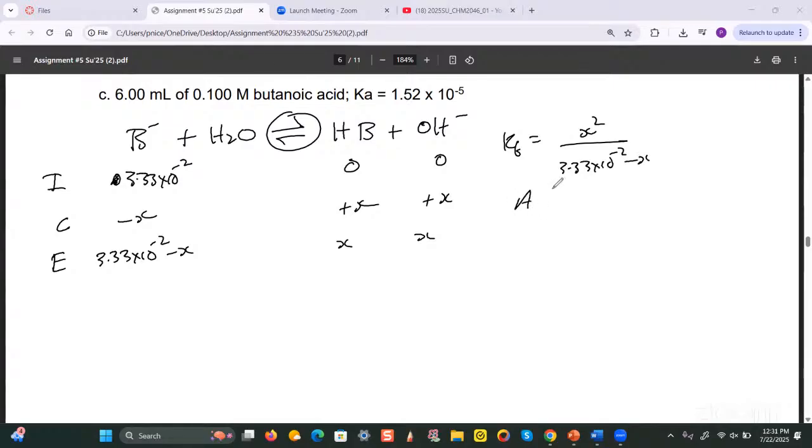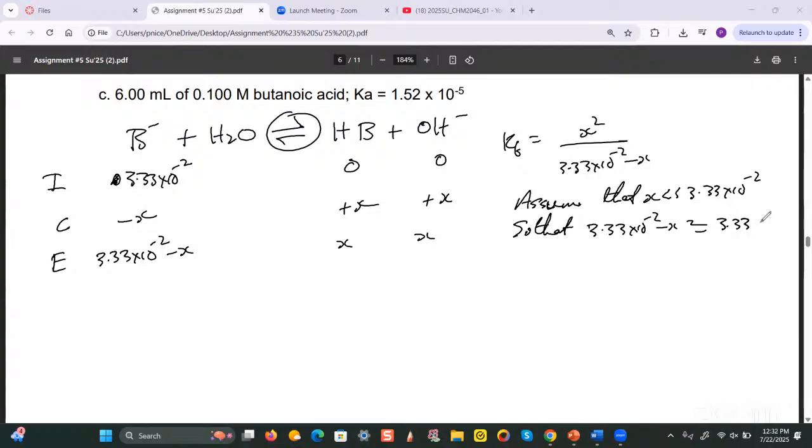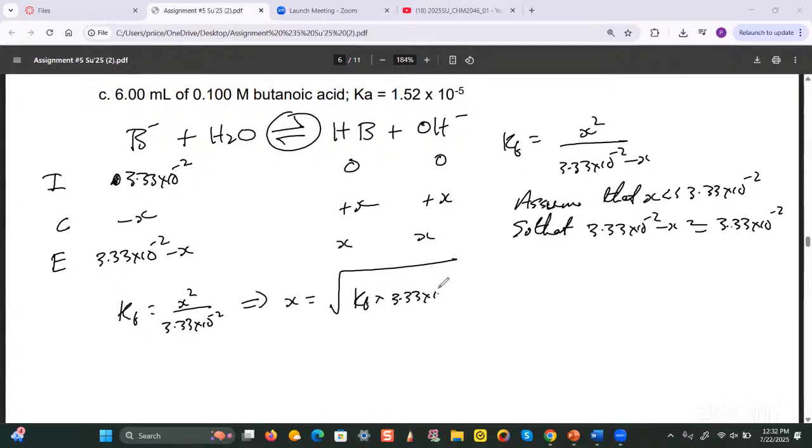And just like before, in previous problems, we make the assumption that X is much less than 3.33 times 10 to the minus 2, so that 3.33 times 10 to the minus 2 minus X is approximately 3.33 times 10 to the minus 2. And then what we do is simplify based on this, the relationship between Kb and everything else. So Kb is going to be equal to X squared over 3.33 times 10 to the minus 2, which means that X is equal to the square root of Kb times 3.33 times 10 to the minus 2.